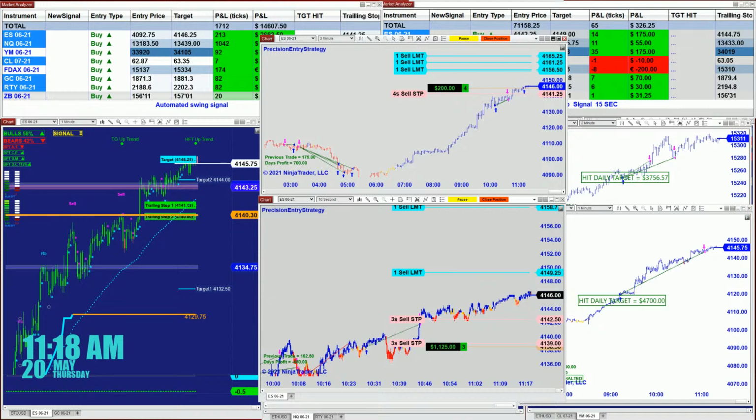So let's see if this trade is going to survive or not.